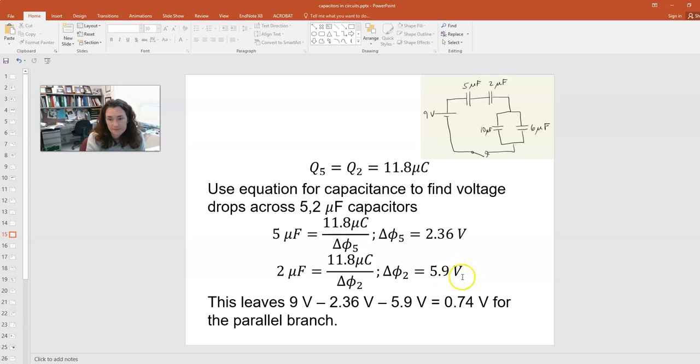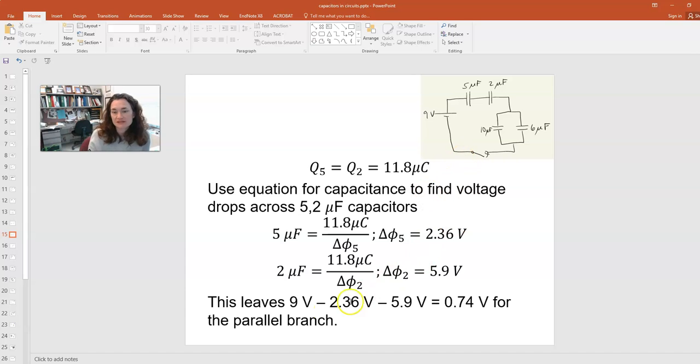Okay. Now, I found the voltage drops for the 5 and the 2 microfarads. As we talked about, when you have components in series, the voltage drops add up. Now, the voltage drop should be the same across the 10 and the 6. They're in parallel. But whatever the voltage drop is for the 5, plus whatever the voltage drop is for the 2, plus the voltage drop for the parallel branch, that has to sum to 9 because that's what the total voltage drop for the circuit will be because of the battery.